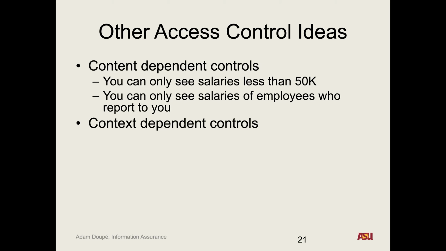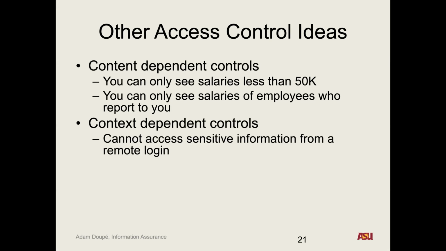Another thing is context dependent controls. This depends on the context of a situation or a system rather than the specific content. For instance, one thing that maybe has had to change a lot for many companies is that maybe you can't access sensitive information from a remote login or from a VPN from your laptop. So why might this be an important security policy that we'd want to implement?